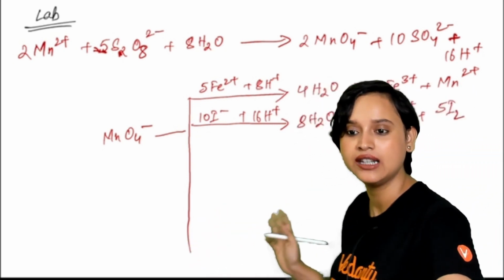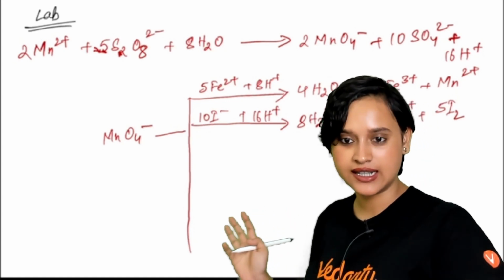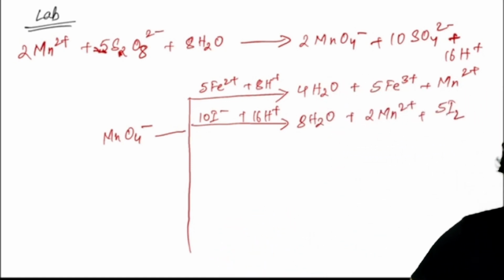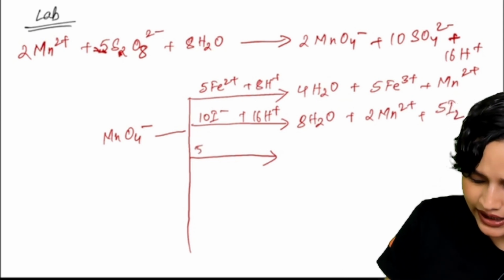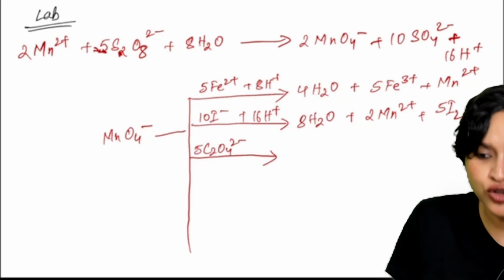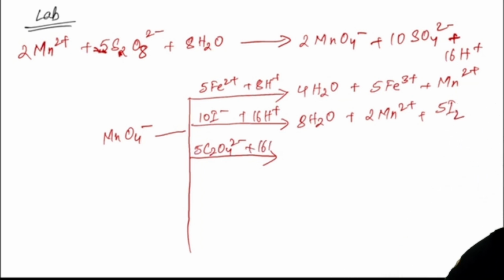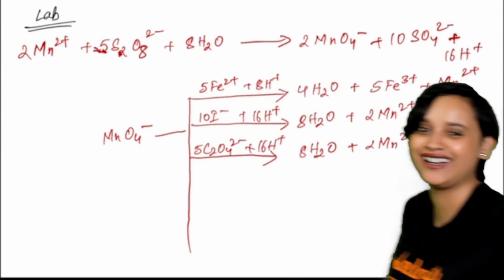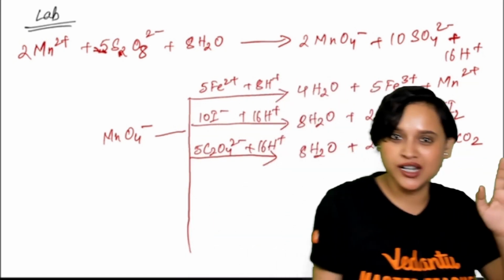Easy peasy, everybody. Are you guys understanding? Well done. All right, moving on. Now let's take oxalate ion. I think these are the examples that are there. 5C2O4²⁻, isn't it? And once again, we are going to take 16H⁺. The moment you say 16H⁺, what should come to your mind? 8H2O. What will you be getting? You will be getting 2Mn2+. And what else? 5C2O4²⁻ means 10CO2. Easy peasy, everybody. Are you all able to learn it with me?